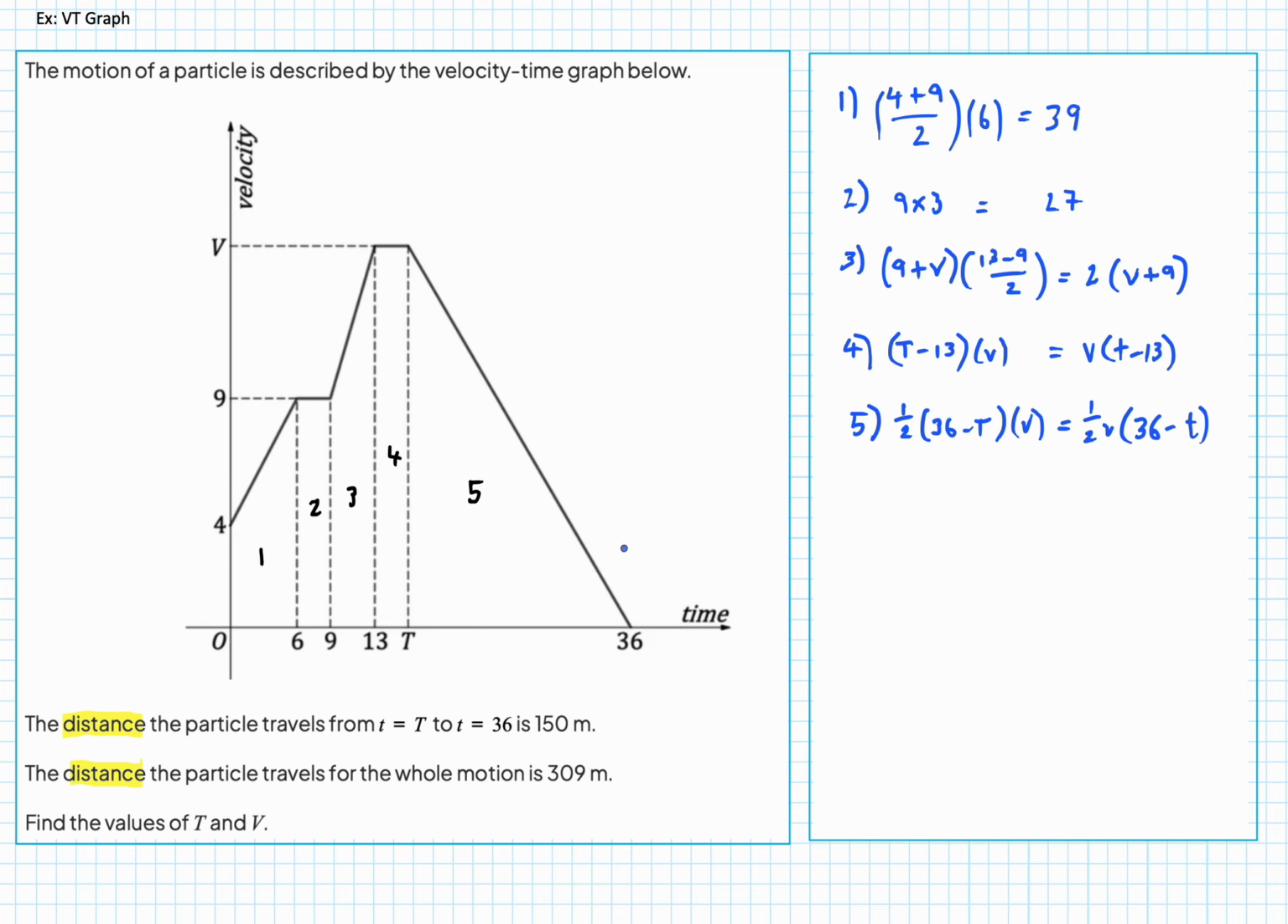So putting this all together seems to be the right pathway. 39 plus 27 plus 2v plus 9. You could multiply them out if you want in advance. 2v plus 18. Expand your brackets. You can do it whenever. I've actually used a capitalized T here. I think I've used a lowercase t earlier. Don't worry about that. My bad. So we've put them all together, and we're going to make them equal to 309 meters.